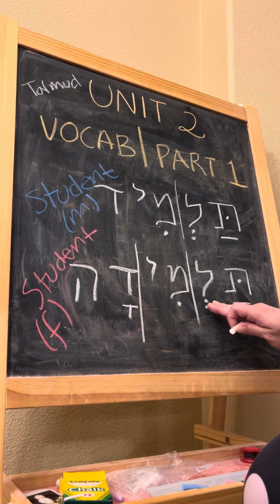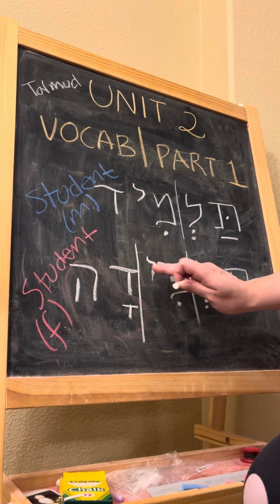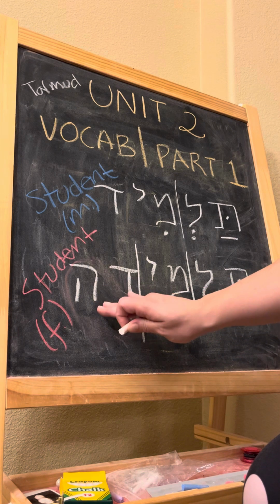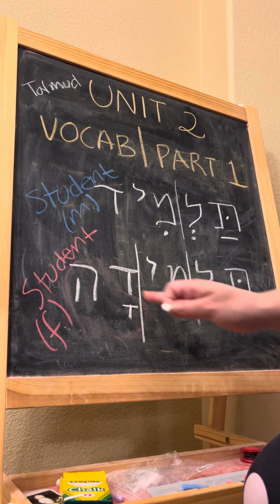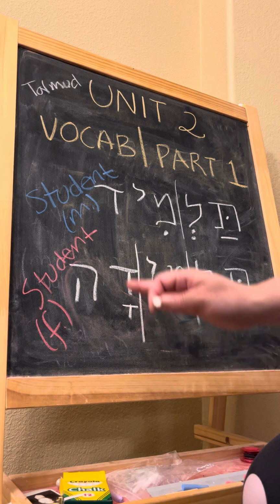So here it's tall, mi, da, because we have the dalet, we have the kamatz, and we have the hey. So this is that ah sound, like in Sarah. A lot of female nouns will end in that ah, just as a fun fact. So student, talmid for the males, and talmidah for the females.